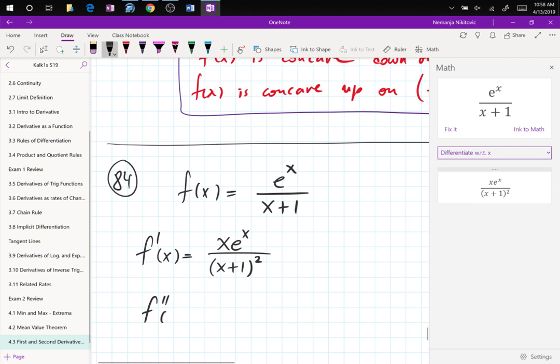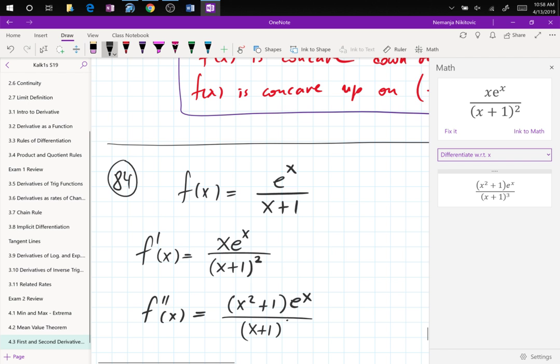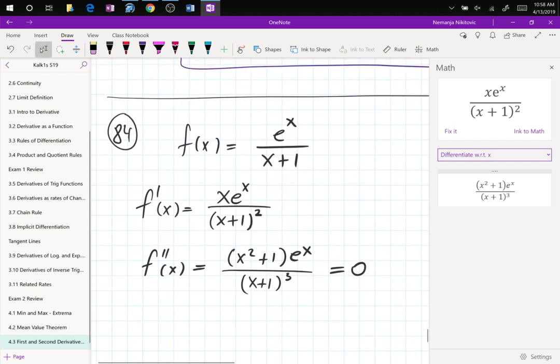And now for the second derivative, right, you circle this one. Like that. You push math and you say differentiate. So differentiating is very easy. And now you set this equal to 0.